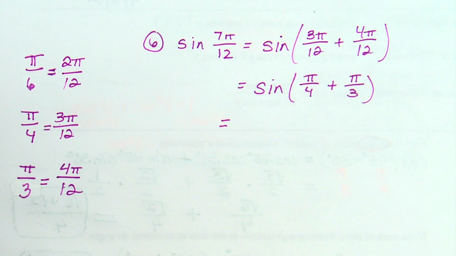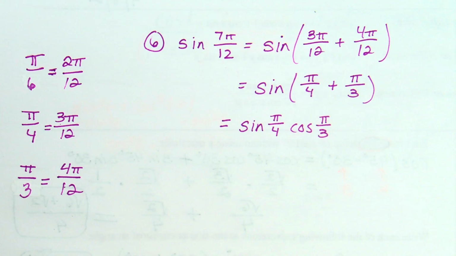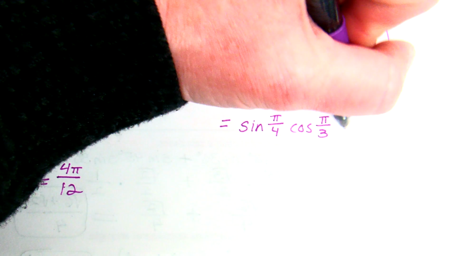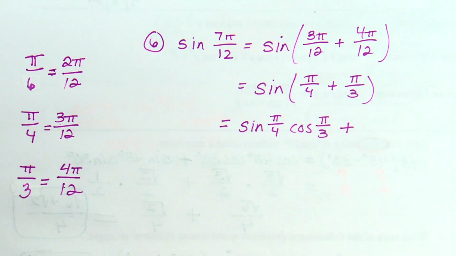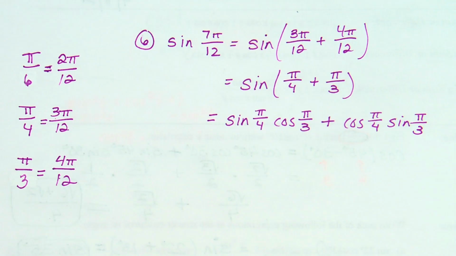Can you write out your sine identity now? How does our sine identity work? Sine x cosine y, so that's going to be sine pi over 4 cosine pi over 3. Is it plus or minus in this identity? Sign stays the same, so plus. And then it's cosine x sine y.